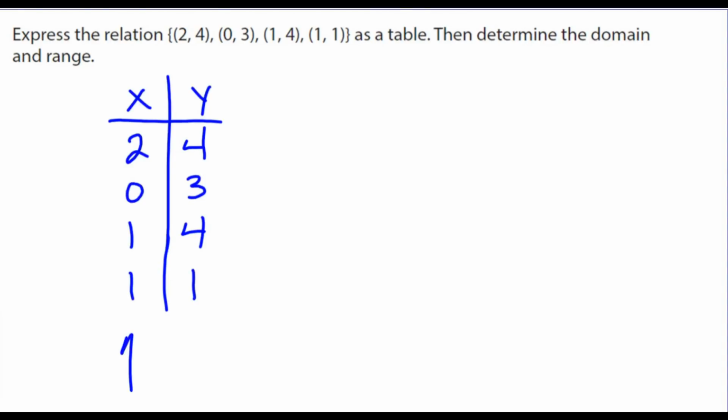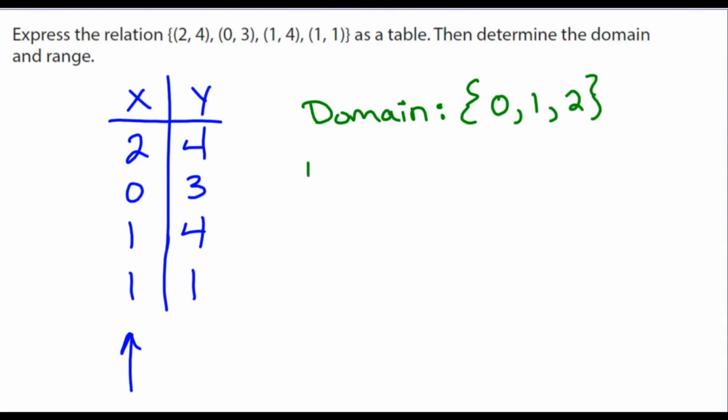Now the domain is going to be all of the x values. Now here's something about listing the domain or the range. Again, like I said in the previous slide, we're going to put them in numerical order, least to greatest, but we only need to list them once. If a number is repeated, we don't need to repeat it when we list the domain. So the domain of this relation is 0, 1, and 2. Those are the only x values that occur. Zeros, ones, and twos are the only thing that appear in the x column.